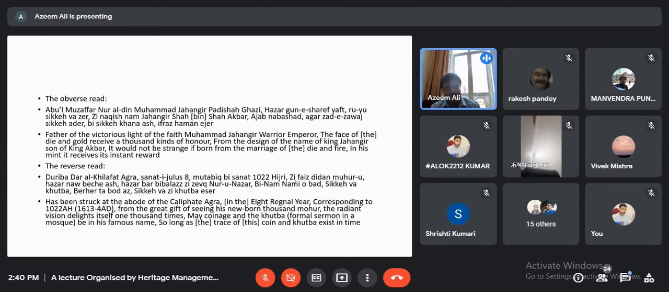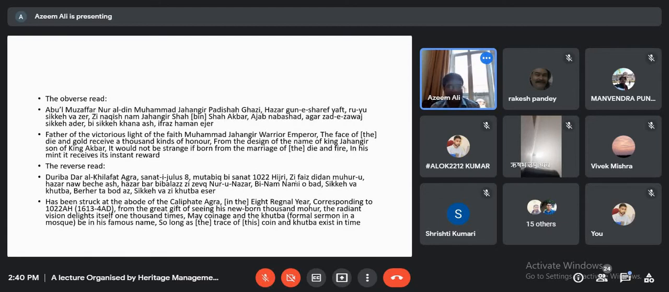Then the reverse reads, Duriba da al-Khilafat Agra, Santi Julus, and then 8 in the Arabic numeral script, Mutabik bi Sanat, and then 1022 in the Arabic script, Hijri. Zi Faiz Didan Muhu Uu. Hazar no Beche Ash, Hazar ba Bibaloz Zi Zef Nuru Nazar, Bi Nam Nami Obad, Sike va Khutba Behre Tabod Oz, Sike Vazi Khutba Ese.